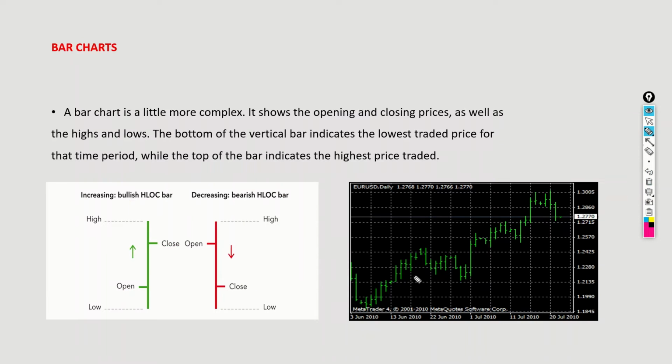When these bars are joined together for different times of the day, for different days, we form what we call a bar chart. Right here it increased, decreased, increased, decreased, increased, decreased a little bit, then increased, and now it is decreasing. So that is what we call a bar chart.